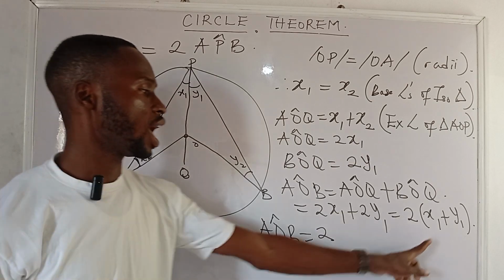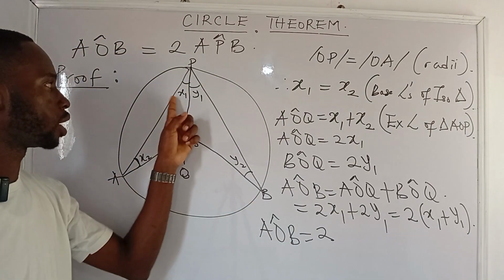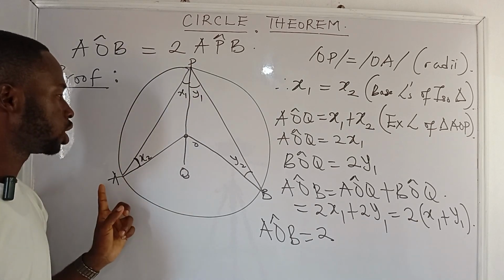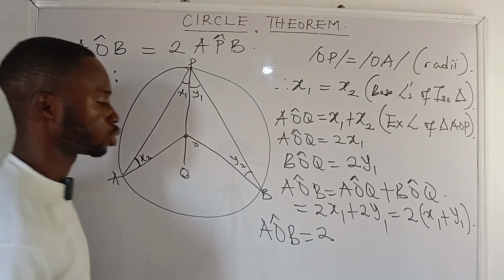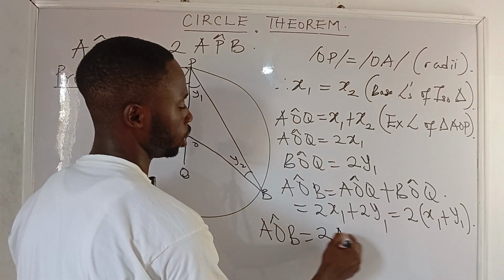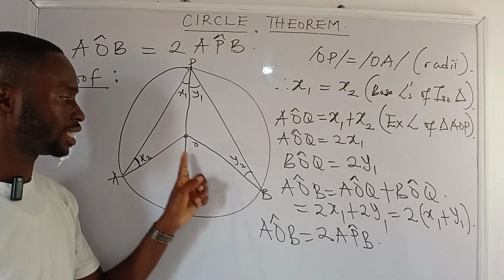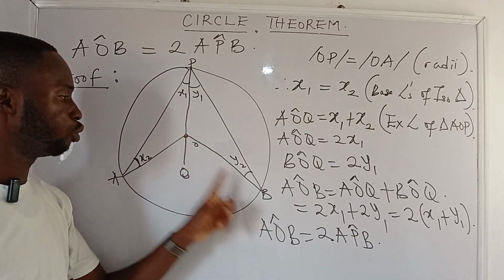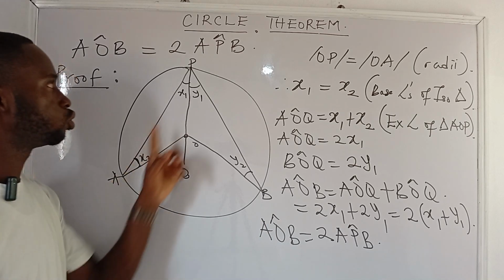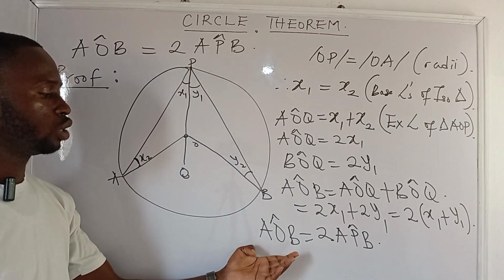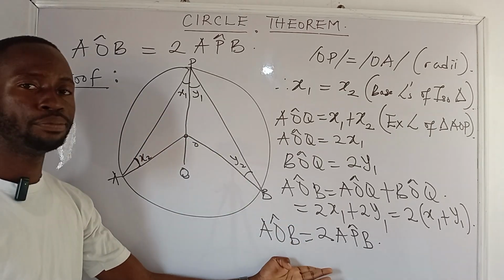Now if you look, x1 plus y1 is these two angles here. So if we add these two angles, it gives us the angle P, so we could say APB. So it will be x1 plus y1 equals APB. Now we've just shown that the angle at the center, angle AOB, is 2 times the angle at any part of the circumference. So we've just shown that AOB is equal to 2APB.